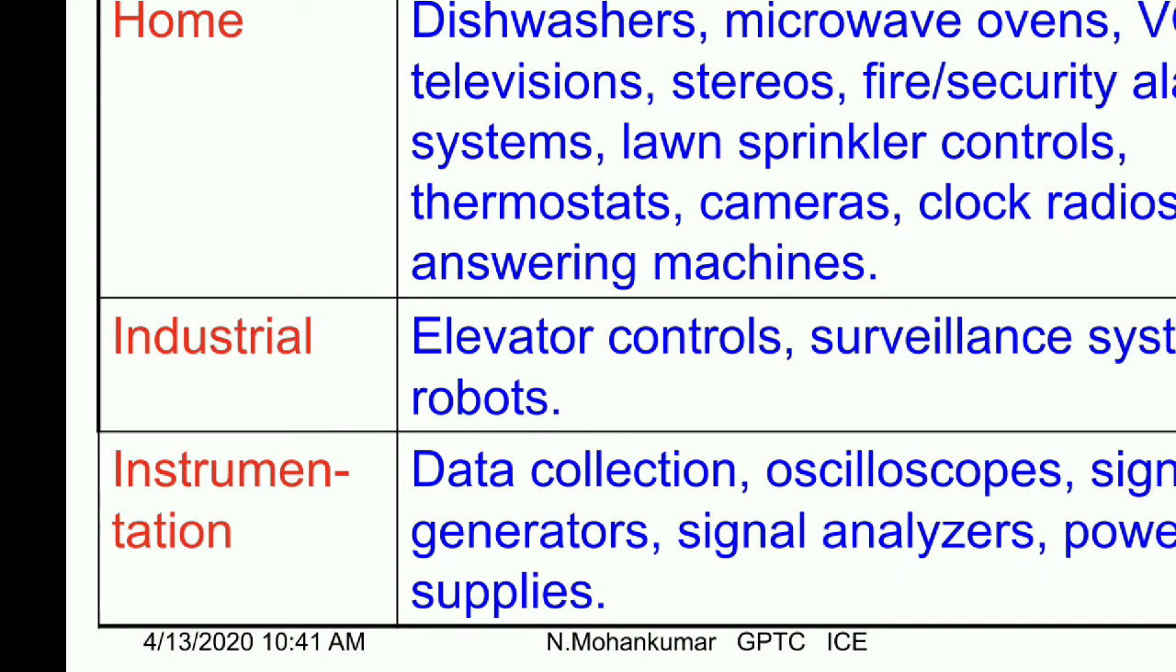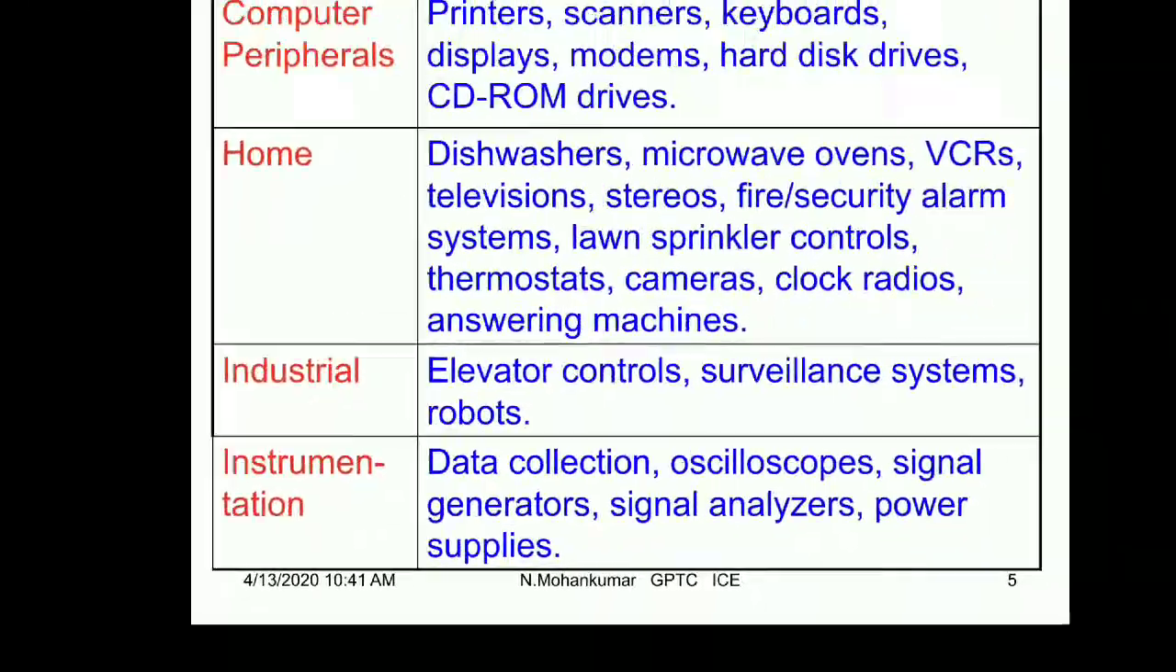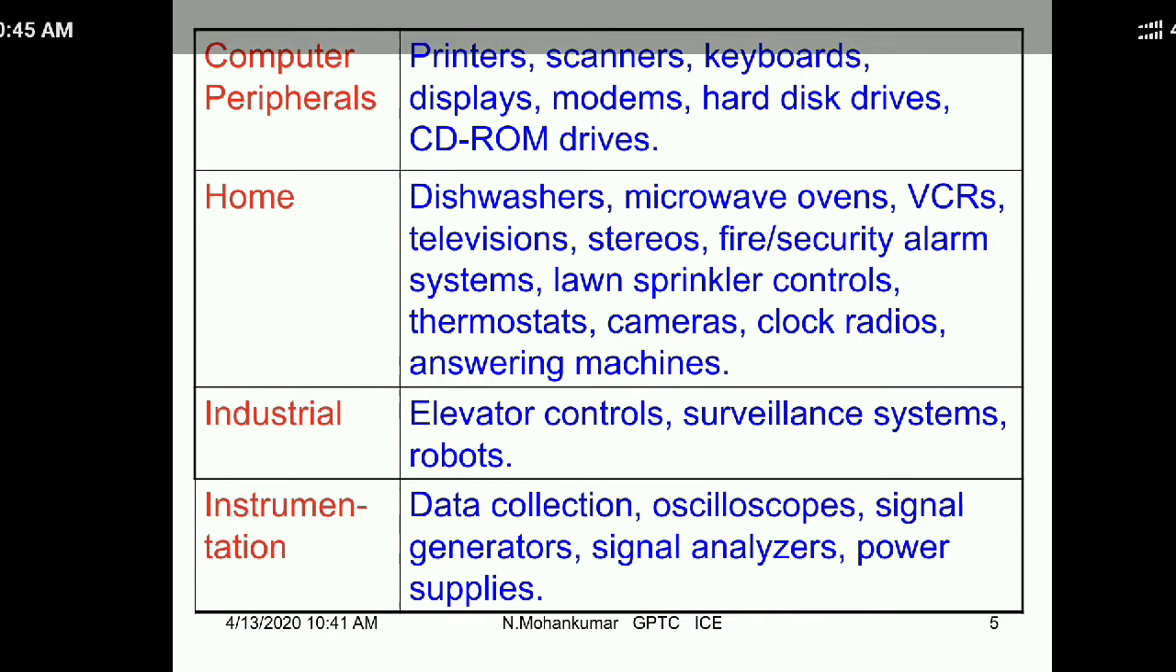And even instrumentation, data collection, that is data acquisition from the sensors; data acquisition systems are small embedded systems. And oscilloscope here means digital storage oscilloscope, right? Intelligent oscilloscope. Whenever a system is intelligent, there will be a small piece of hardware and software embedded into it. That is called an embedded system. And signal generators, intelligent signal generators, signal analyzers, spectrum analyzers, and so on. These are some of the examples of embedded systems.